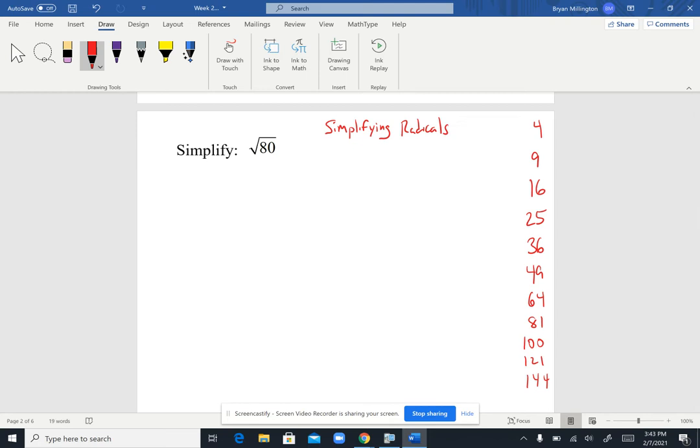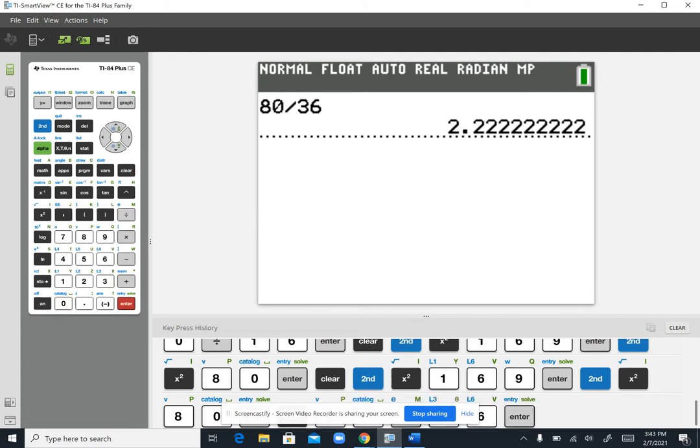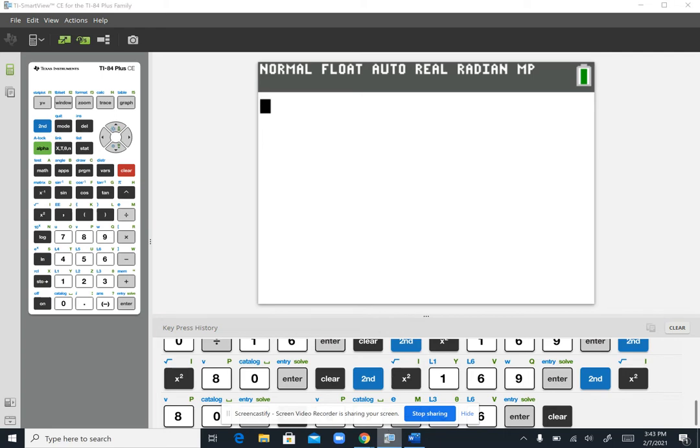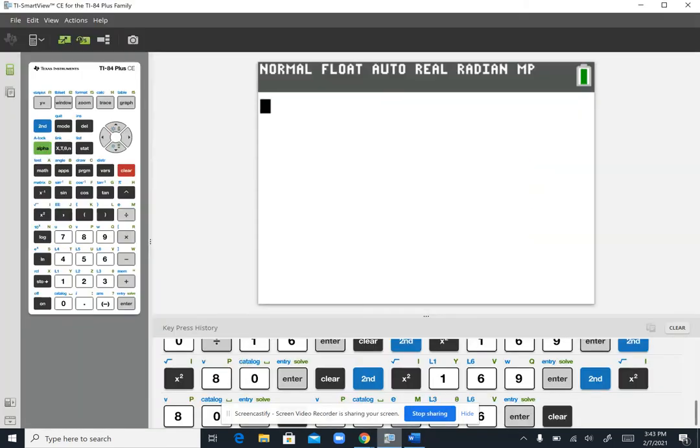So 80 divided by, and then, try these numbers until you find the biggest one that goes into it. So I know that like 81 is not going to go into 80 because it's bigger. 80 divided by 64 won't give me a whole number. 80 divided by 49 will not. 80 divided by 36, that sounds promising, but it doesn't work out. I know 80 is not divisible by 25, but 80 is divisible by 16.